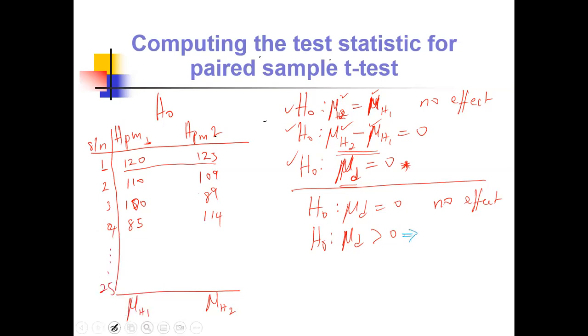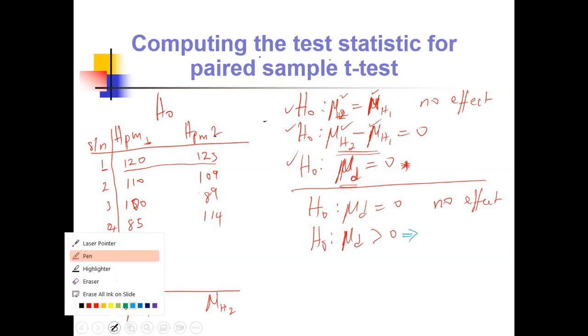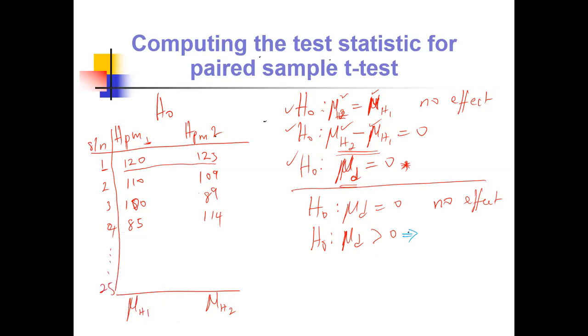This will be true. Let me use a thicker color so it comes out well. This will be true if mu2 is greater than mu1, the heart rate before, which is what is expected, right? If heart rate after is greater than heart rate before, then when you subtract them, the answer you get will be positive and it will be bigger than 0.